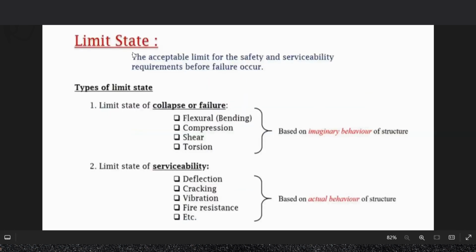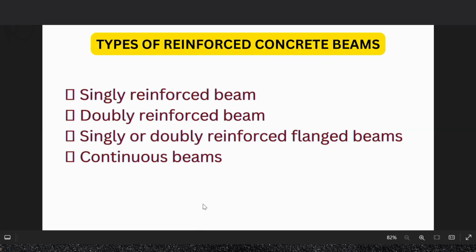Now, what is limit state? What are the types of limit state? The types of limit states for collapse and for serviceability are different. For collapse or failure, you should consider flexure, compression, shear, and torsion. And for serviceability, you must consider deflection, cracking, vibration, fire resistance, etc.